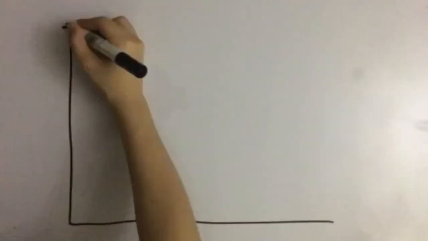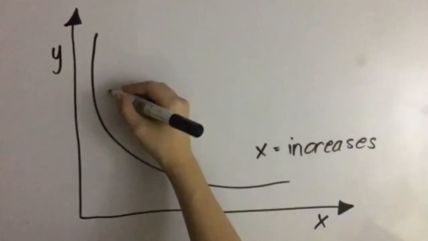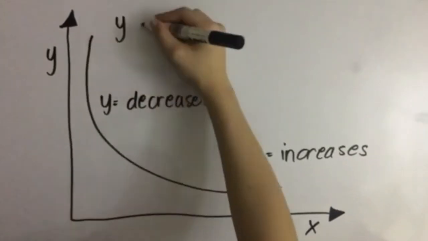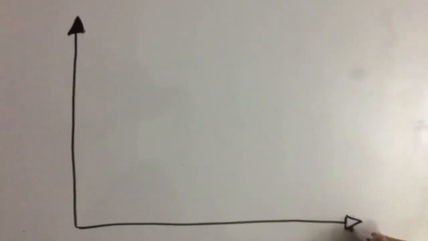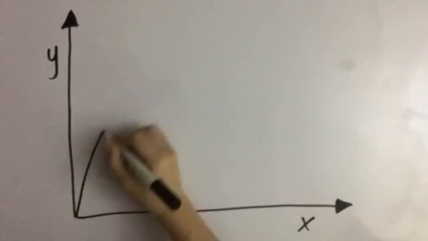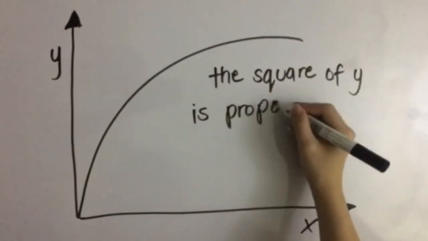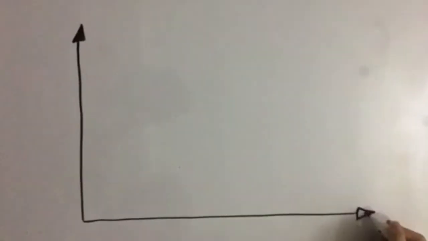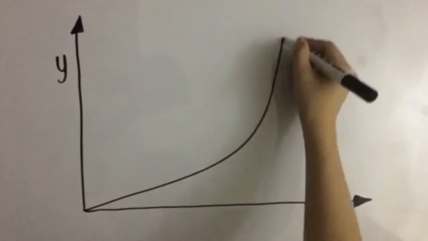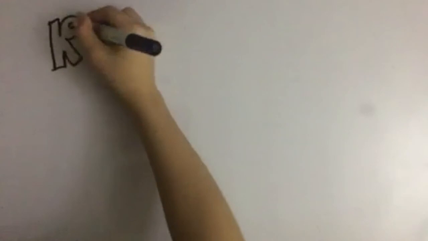Our third kind of graph: as x increases, y decreases. Y is inversely proportional to x. Fourth kind of graph: the square of y is proportional to x. The last kind of graph: y is proportional to the square of x.